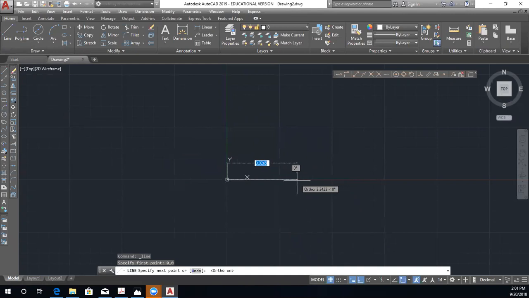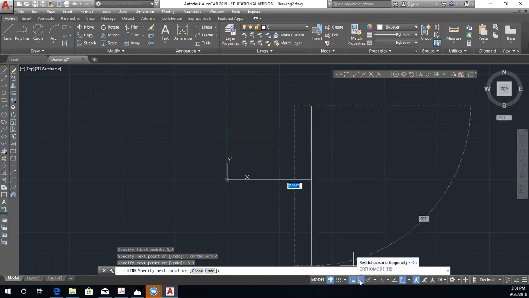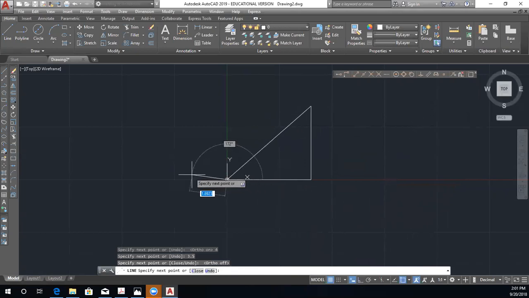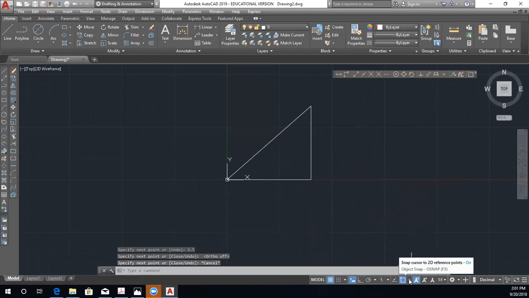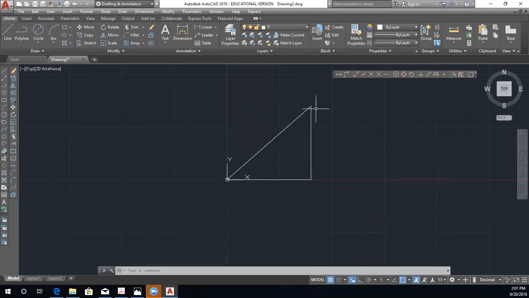So the first line will be 4, enter. The second line will be 3.5, enter. And our third line, I'm going to turn ortho mode off, and that will be over here, escape. Also, I want to note that I have my running snap on, so if I click here, you can see endpoint is on, which is why I could easily snap the lines to the endpoints.